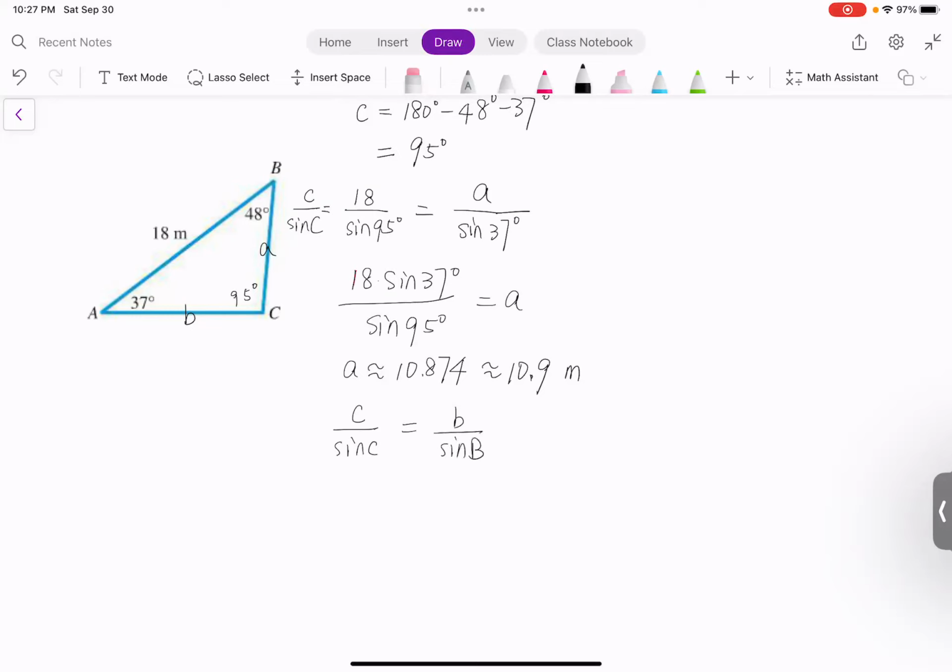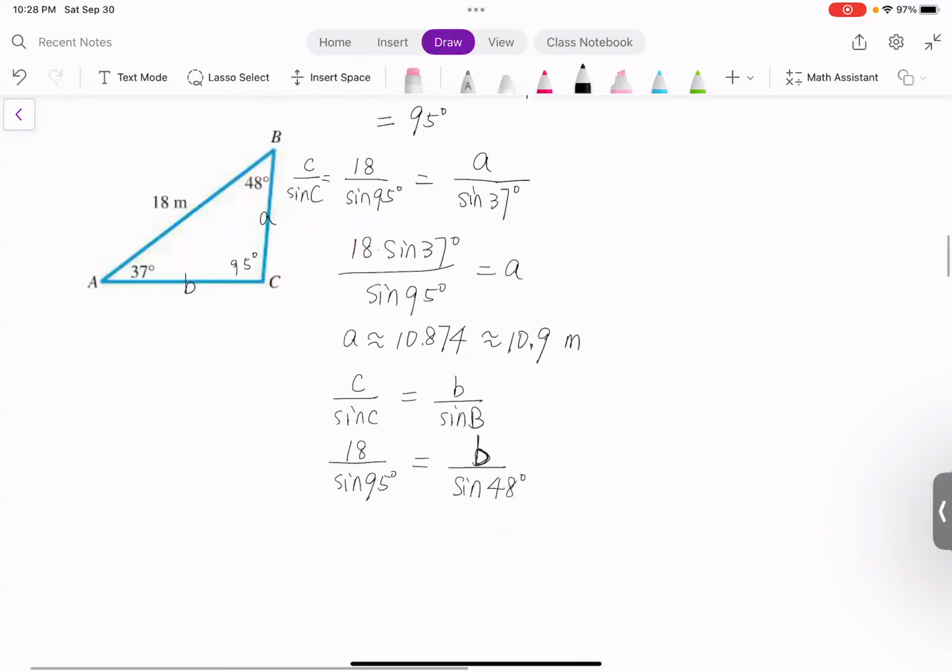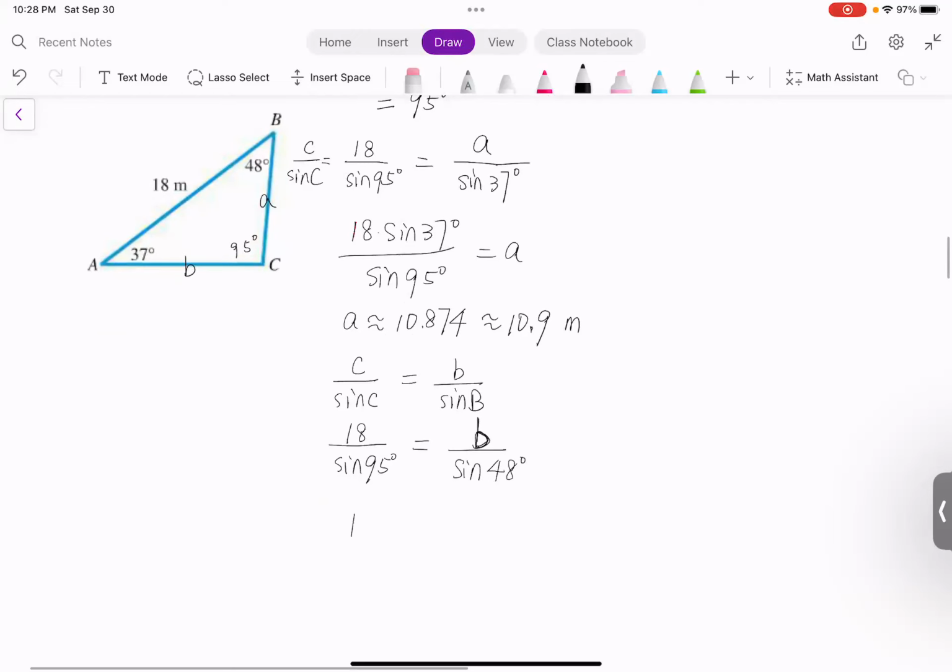Let's put all the information in it. C equals 18. The sine C is sine 95 degrees. And B equals, I don't know what is the B, but I know what is the sine B. Sine B is sine 48 degrees. The B is unknown value, so I can multiply by sine 48 on both sides. So the B equals 18 times sine 48 degrees over sine 95 degrees.